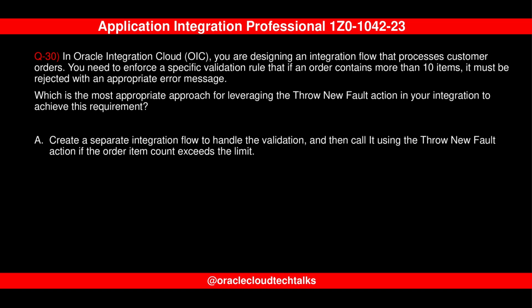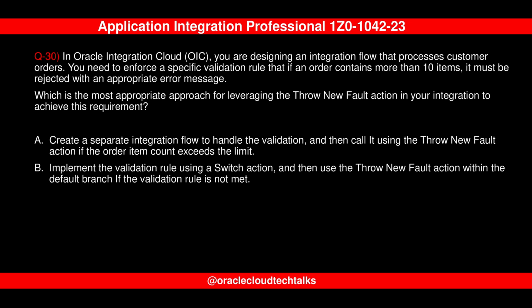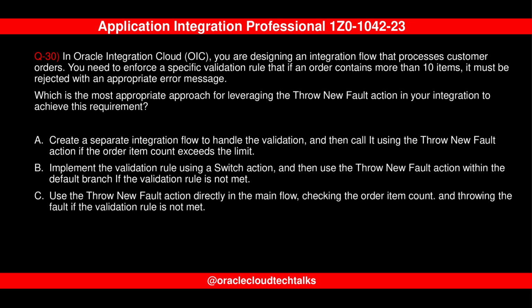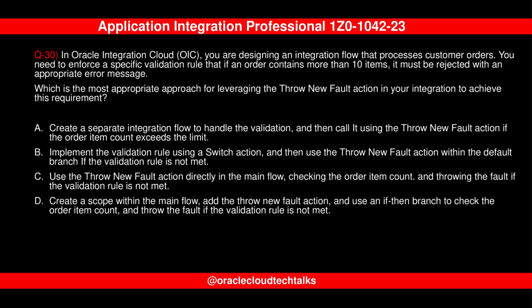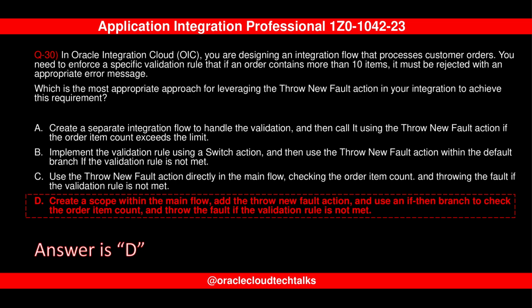A. Create a separate integration flow to handle the validation, and then call it using the throw new fault action if the order item count exceeds the limit. B. Implement the validation rule using a switch action, and then use the throw new fault action within the default branch if the validation rule is not met. C. Use the throw new fault action directly in the main flow, checking the order item count, and throwing the fault if the validation rule is not met. D. Create a scope within the main flow, add the throw new fault action, and use an if-then branch to check the order item count, and throw the fault if the validation rule is not met. Answer is D.